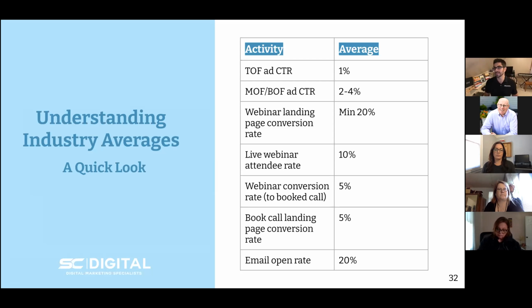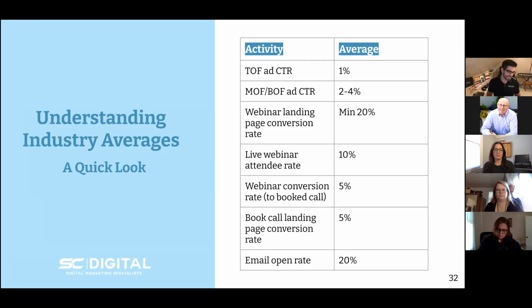For instance, if you're looking at Google ads, and we'll talk about Google ads next week, 1% is not a good click-through rate at all. It's terrible. It's a third of the average. But the difference is in the intent.